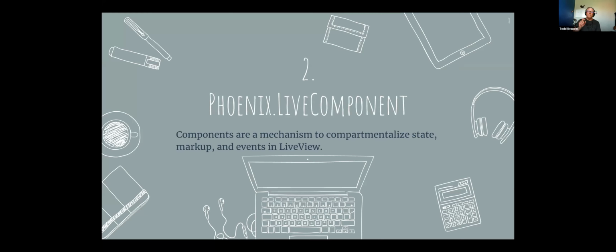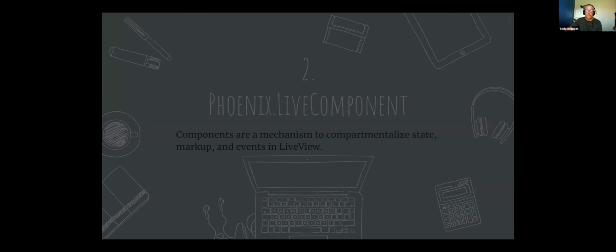So next phase is Phoenix Live components. Components are a mechanism to compartmentalize state, markup, and events in LiveView. This is kind of big. It seems like it's simple, but it's kind of big. A live component can be anything from a static template that you just want to reuse, all the way up to something that manages its own state and its own events and is more or less autonomous to the LiveView or to any of the components around it.